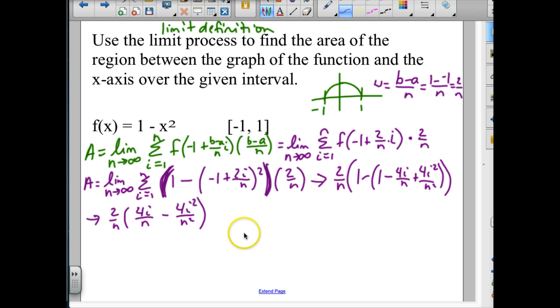Okay, I need to do the summation formulas now. So the summation of i, here's my 4 over n, that's from this part. Summation of i is n times n plus 1 over 2. Minus. So definitely, I said plus, and it's actually a minus. 4 over n squared, and then the summation formula for i squared, which is n times n plus 1 times 2n plus 1 over 6.